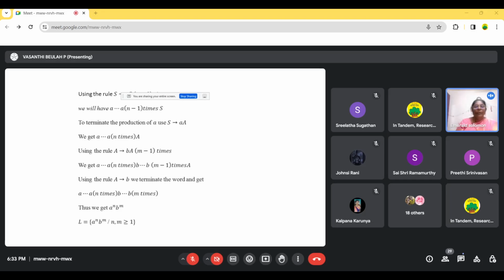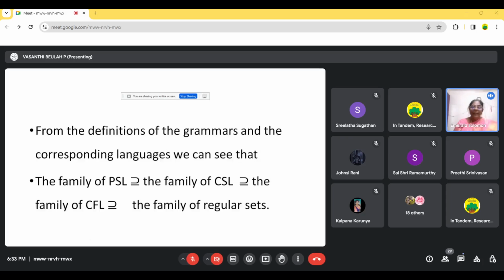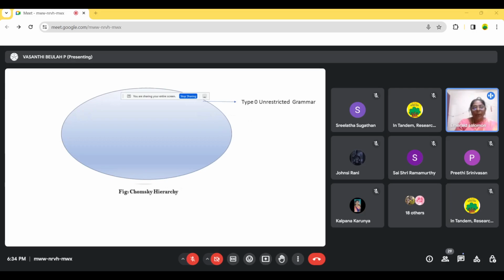Next slide. So if you see from these definitions, there is a containment. The largest is the first definition, phrase structured language. That will contain context sensitive languages, which in turn will contain context free languages, which in turn will contain regular sets. That's how Chomsky came up with this hierarchy of languages. Regular is the smallest, contained in context free, contained in context sensitive, contained in unrestricted grammars.